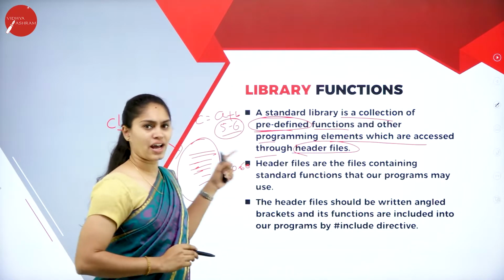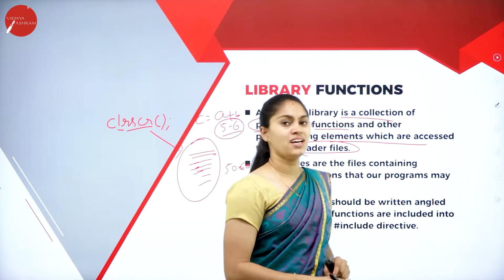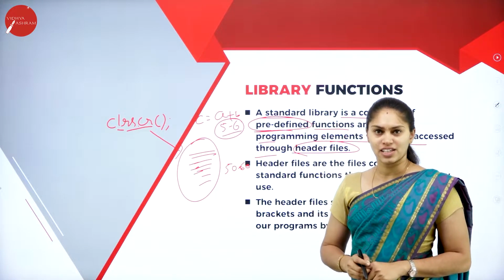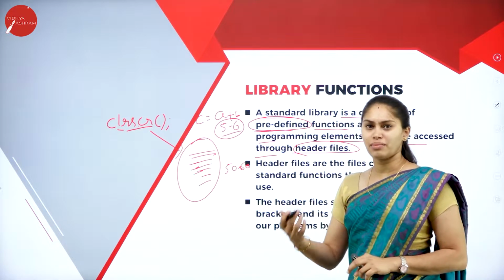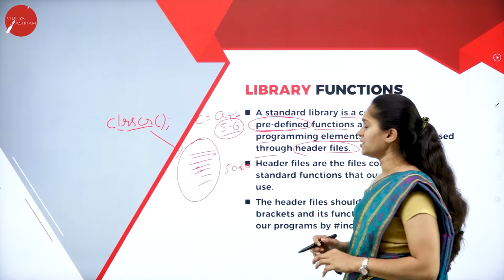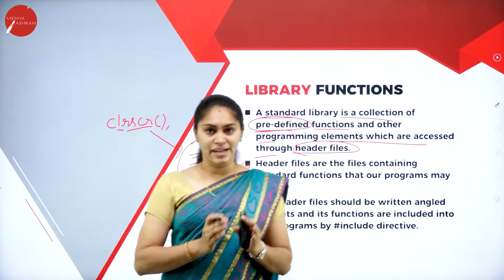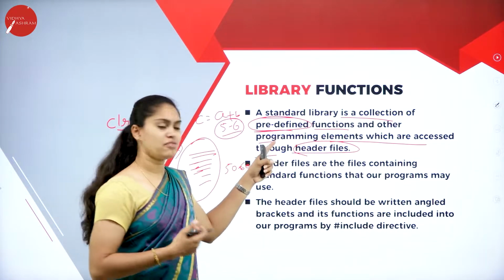So if I want to have CLRSCR in my program, then it is mandatory to include a header file called conio.h. That is what I am going to discuss in my further sessions. So here, what is a standard library function? That comprises built-in functions which are already predefined.